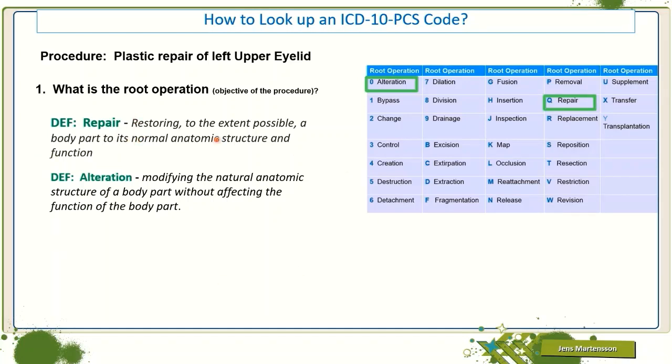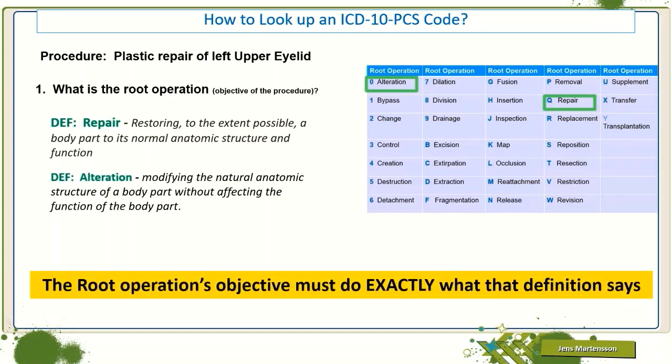Alteration meets better, and repair does not work because it's restoring to the extent possible a body part to its normal anatomic structure and function. Key word, and function. Plastic repair is plastic, so it does not have anything to do with the functioning of an eye or the functioning of an eyelid. So alteration is the best and satisfies the definition and the objective of this procedure. So I'm going to put up this yellow bar, and this yellow bar says that your root operation's objective must exactly do what that definition says. Exactly.